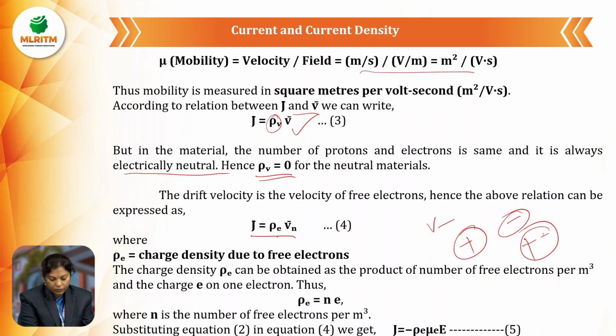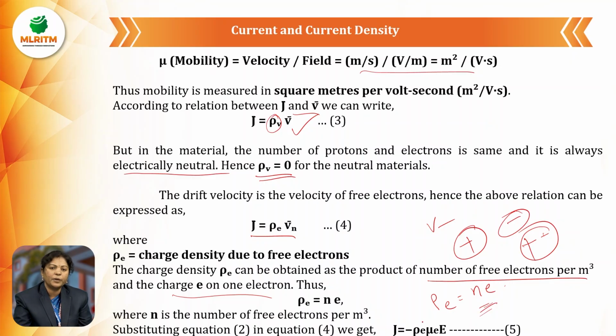So here rho E is nothing but the charge density due to free electrons. The charge density is obtained from the product of the number of electrons per meter cube and the charge on one electron. So rho E equals N into E, where N is the number of free electrons per meter cube. Then after substituting the rho E value, we get J equals minus rho E mu E into E. So J is the current density.